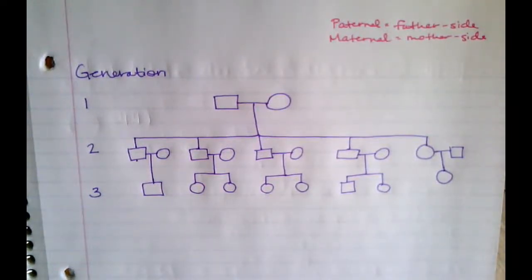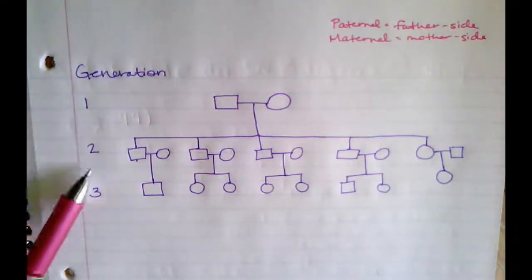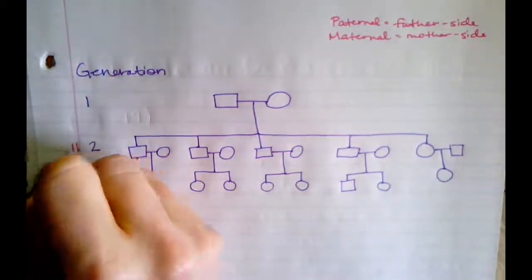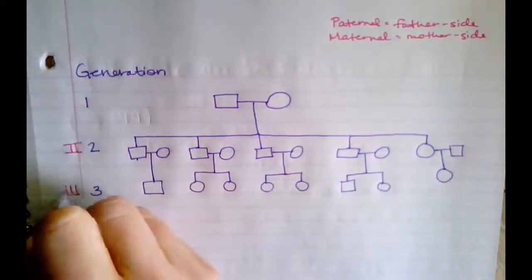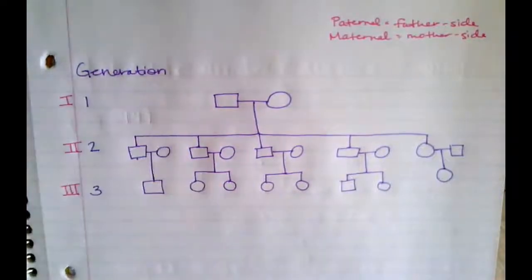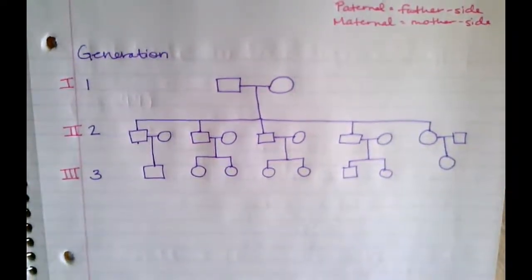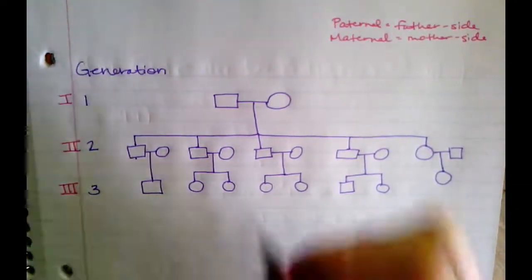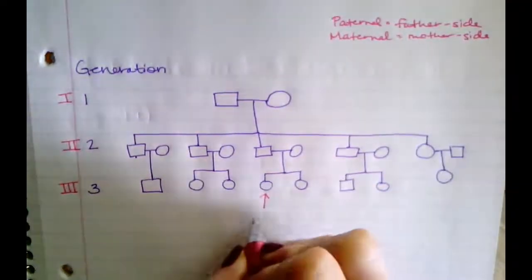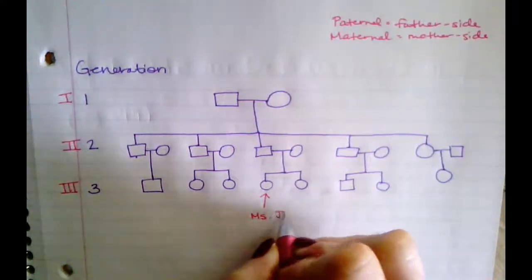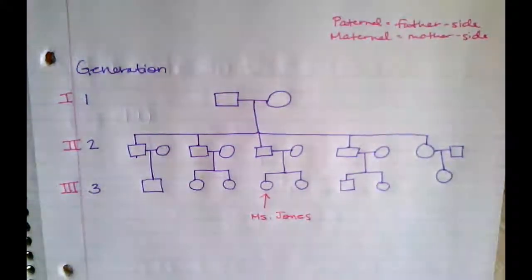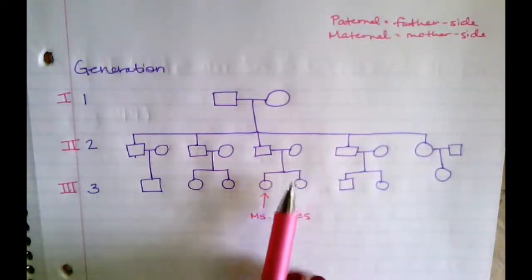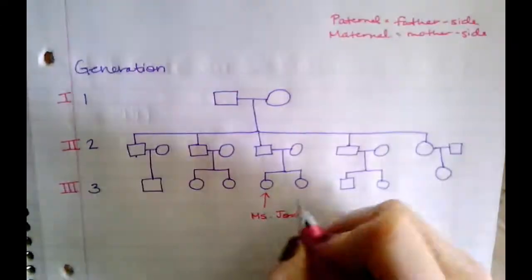So we always write Roman numerals usually for generations. So we would have a Roman numeral of a 1, a 2 and a 3. But you could write it with numbers or Roman numerals. So I'm going to go ahead and point out that this right here is me. So this is Miss Jones. Okay, I'm a female, so it's a circle. As you can see, this would be my father and my mother, and then this is my younger sister, Abby.